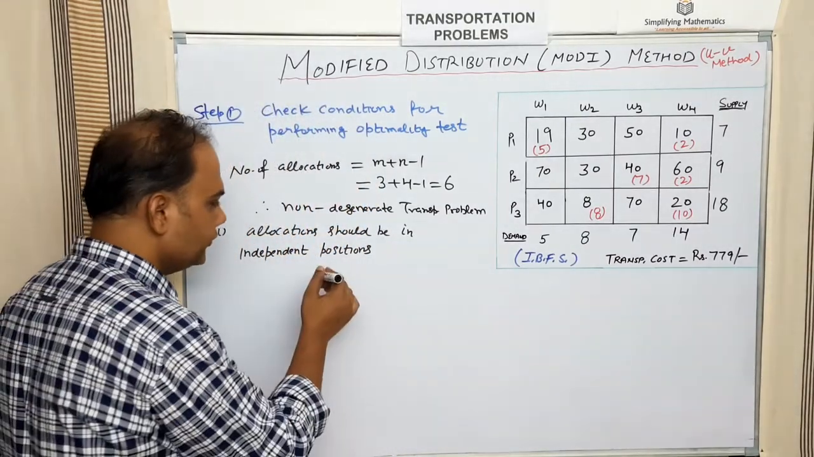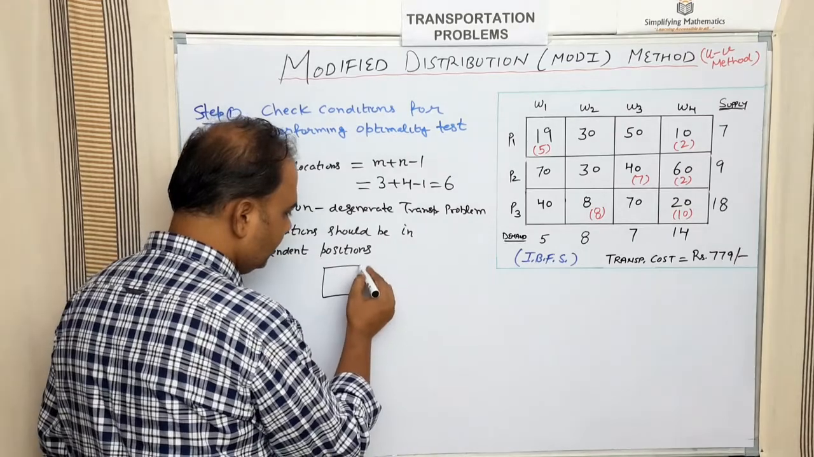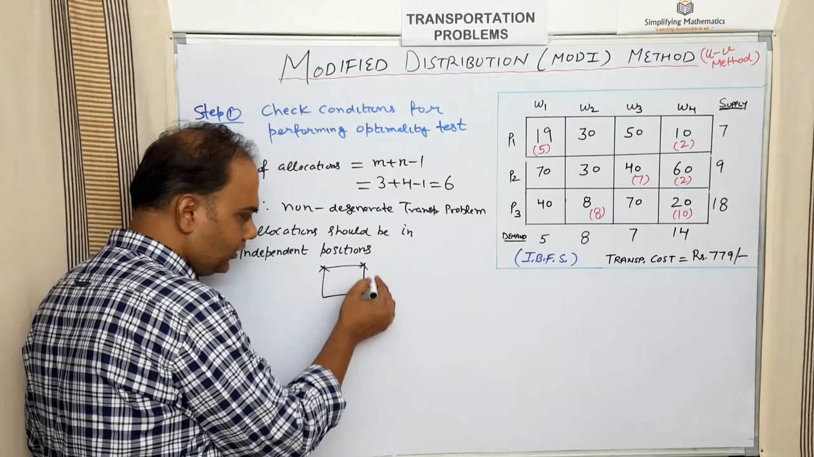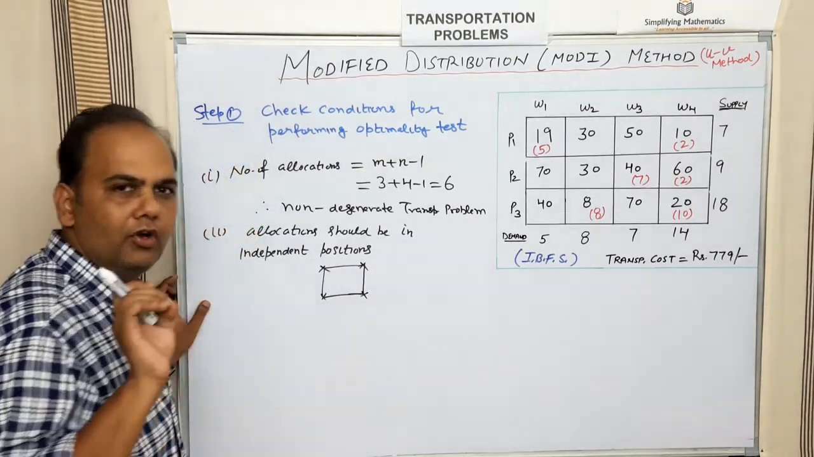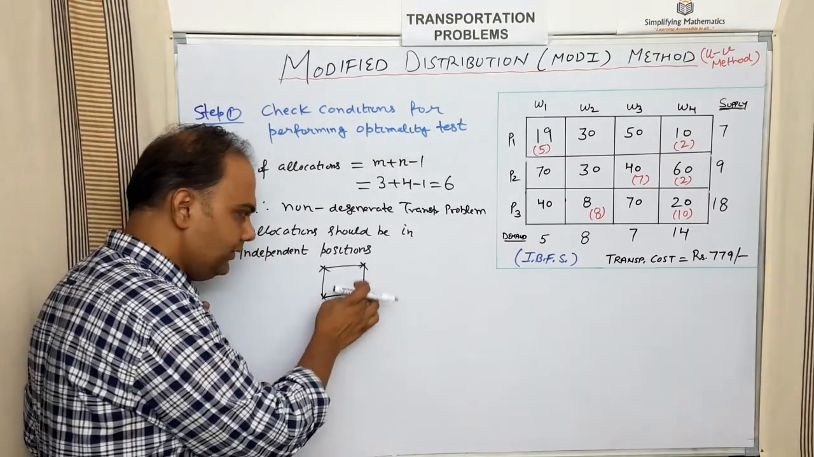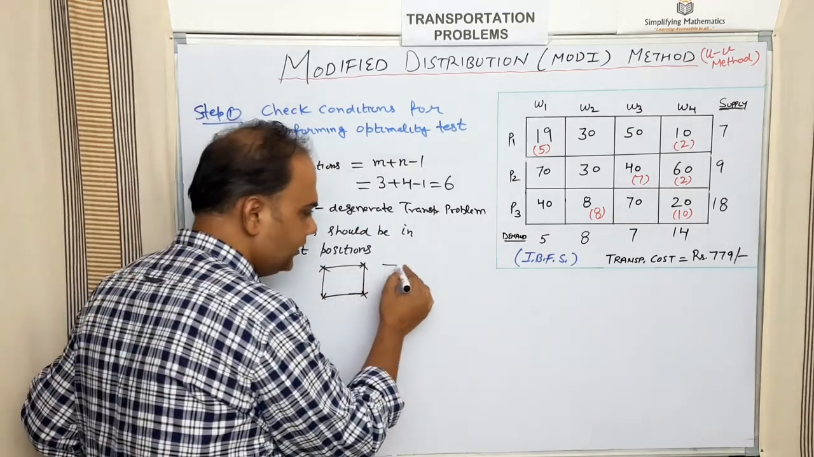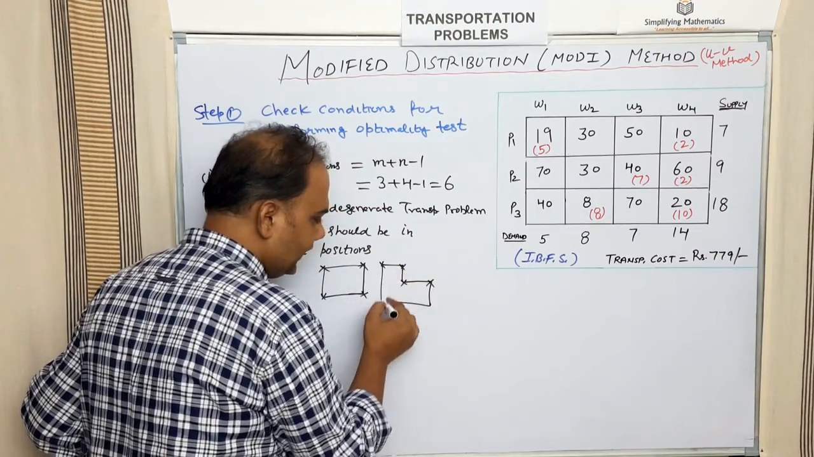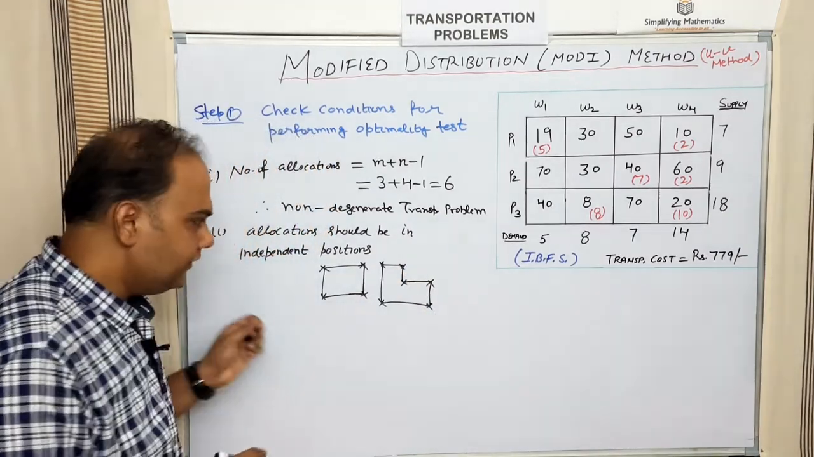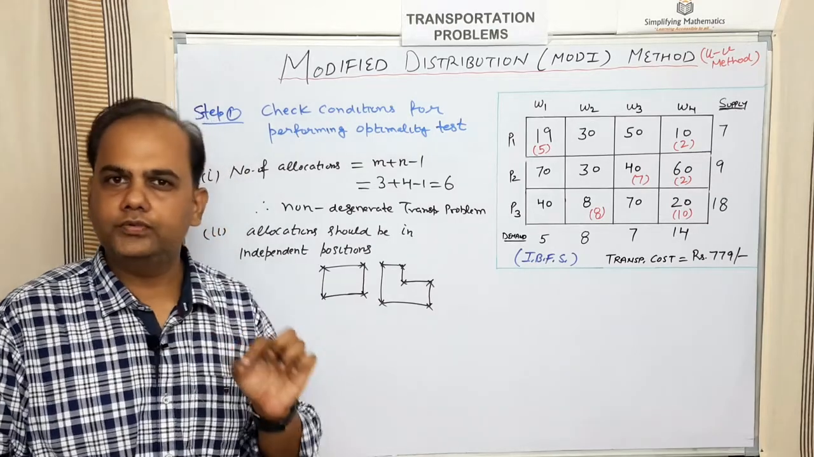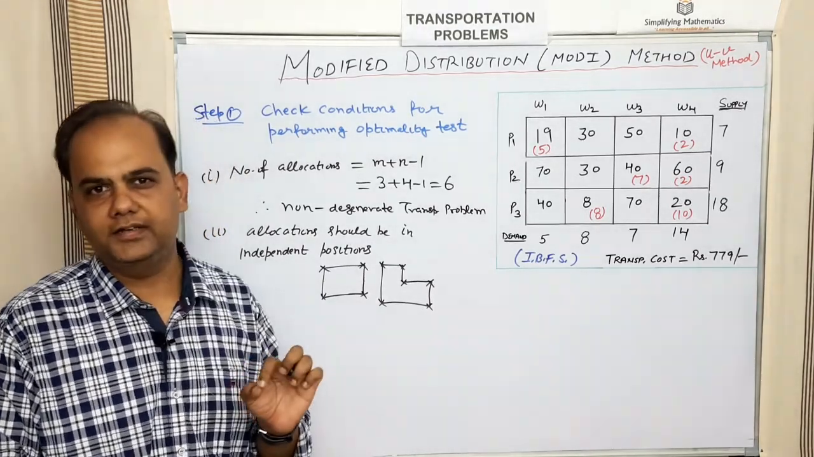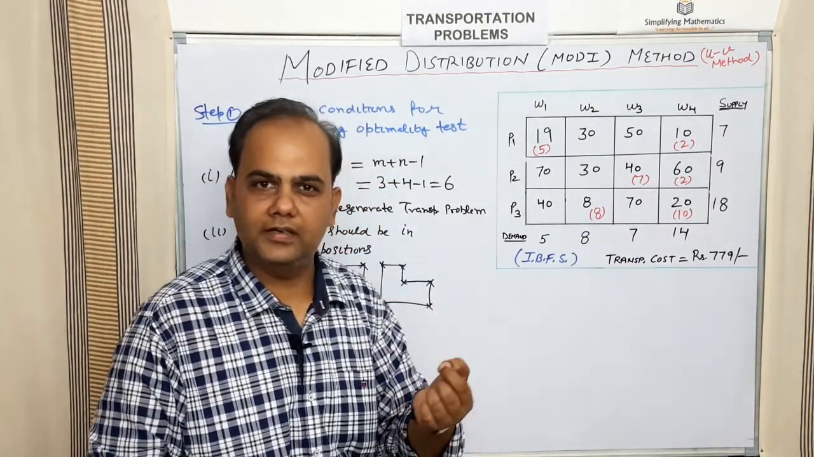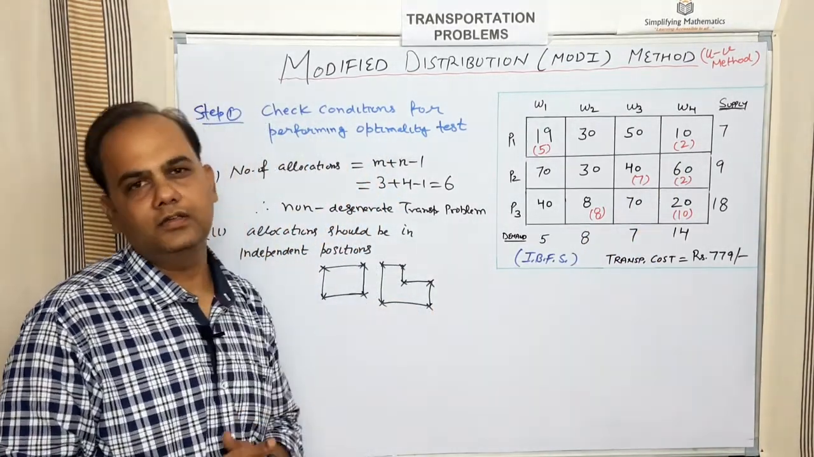Now what do we mean by a closed loop? Now this is one loop, this is closed. So closed loop means that at the corners of this loop there should not be allocations. The allocations should never be closed like this. Even if you form the loop like this, at the corners allocations should not be there. If the allocations form a closed loop, then we cannot perform the optimality test. Now if you look at these allocations, if you join any of them in any manner, you won't find any closed loop.